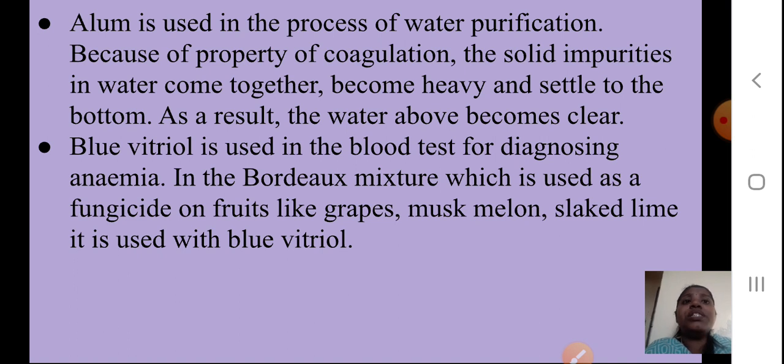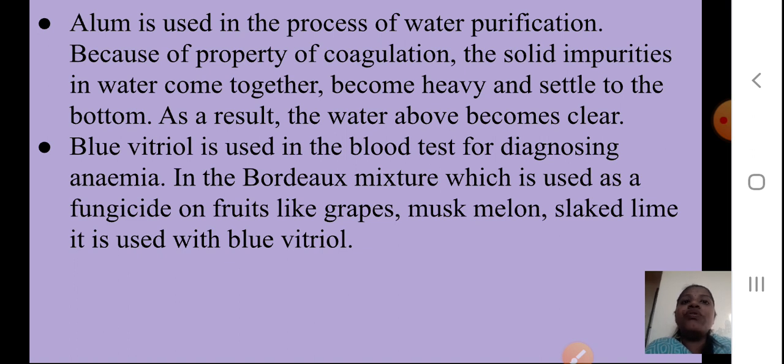So alum is used in water purification because of the property of coagulation, meaning the particles come together. The solid impurities in the water come together, become heavy and settle to the bottom. As a result, the water above becomes clear and you can drink that water.